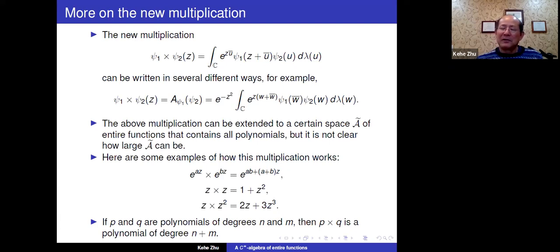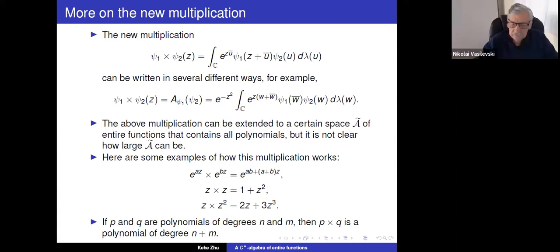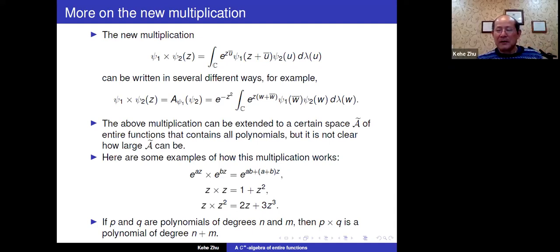Actually, all the monomials on the Fock space correspond to, on the real line, the Hermite functions. So if you look at z, it's the Hermite h1, and the constant function 1 in the Fock space corresponds to the Gaussian function e to the minus x squared, and so on.